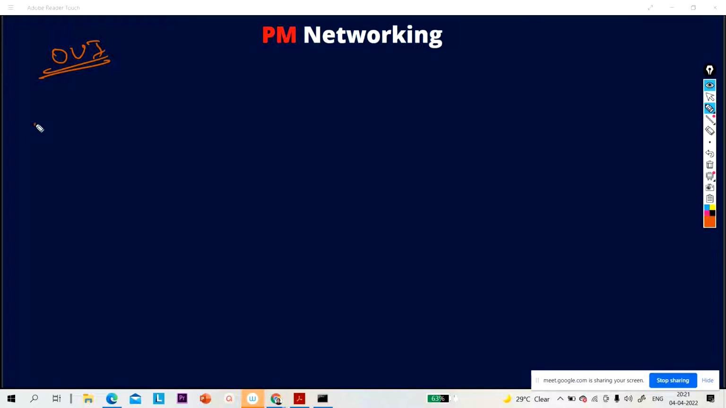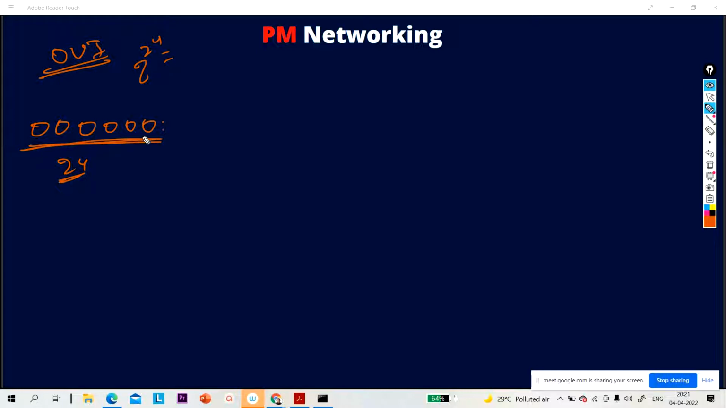So suppose IANA provides them a 24-bit address. 24 bits divided by 4, how many characters? 6 characters, right? So 6 characters will be provided as the OUI by IANA. Suppose the 6 characters are 0 0 1 2 3 0, right? Now how many computers can HP manufacture with this OUI? This is 24 bits. The remaining 24 bits will be used by HP, right? So HP can manufacture 2 to the power 24 computers with this single OUI.